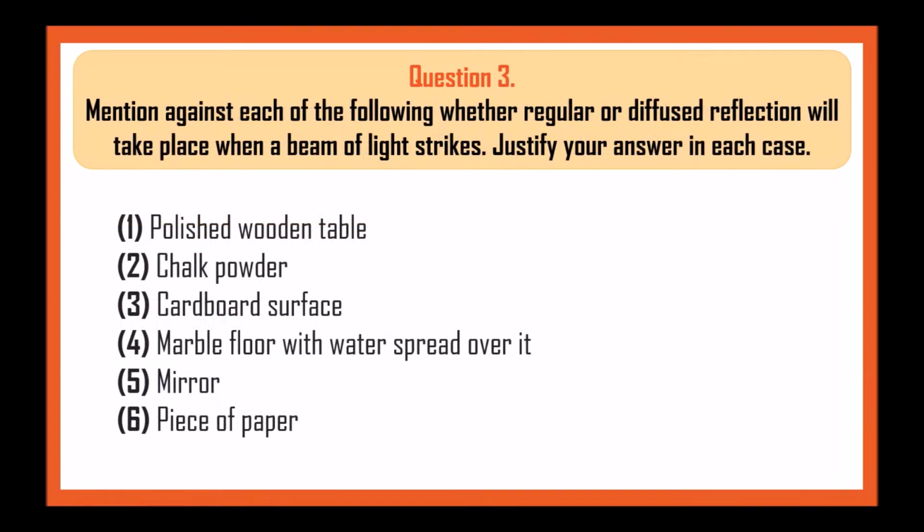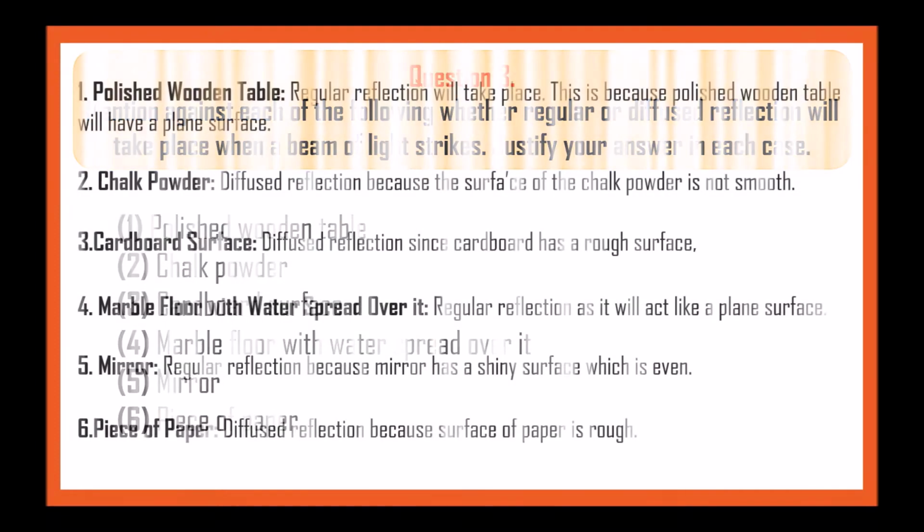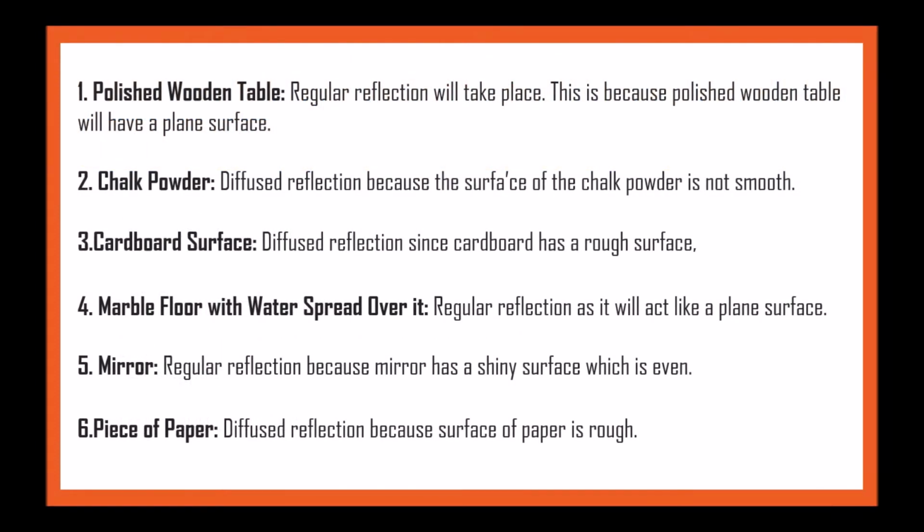Mention against each of the following whether regular or diffused reflection will take place when a beam of light strikes. Justify your answer in each case. The first one is a polished wooden table. Regular reflection will take place. This is because a polished wooden table will have a plain surface.